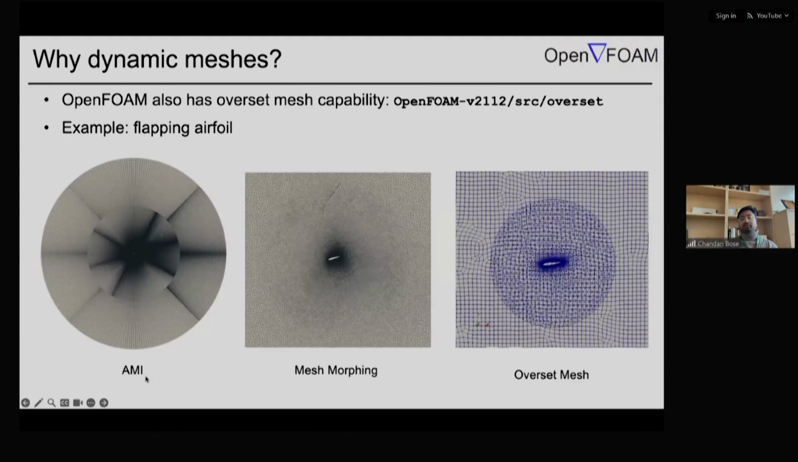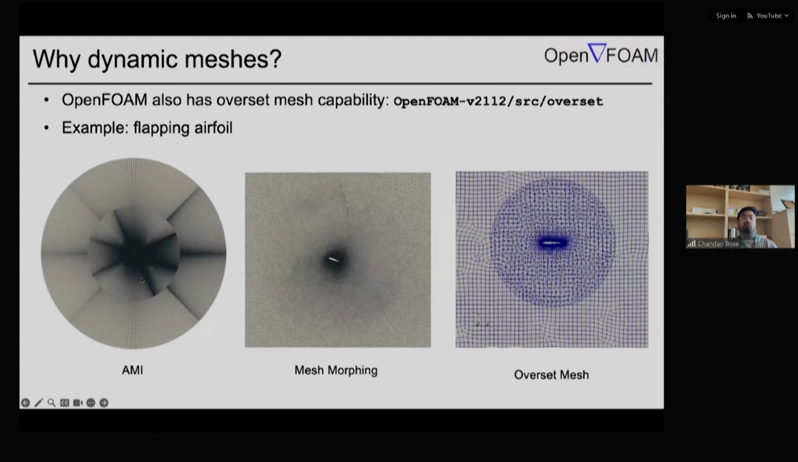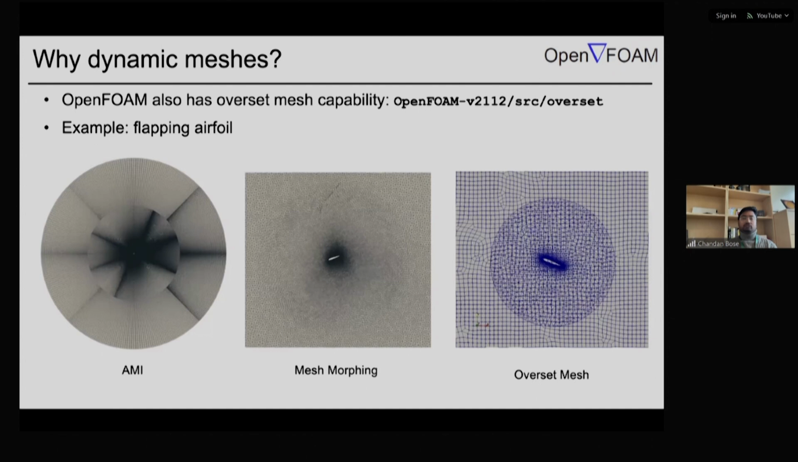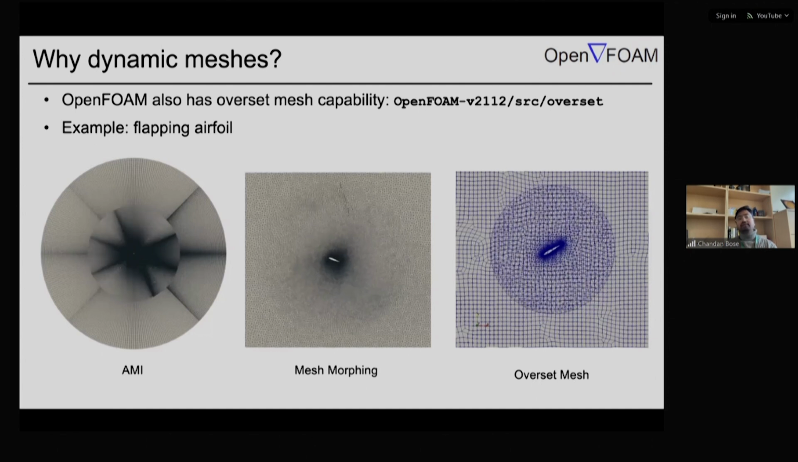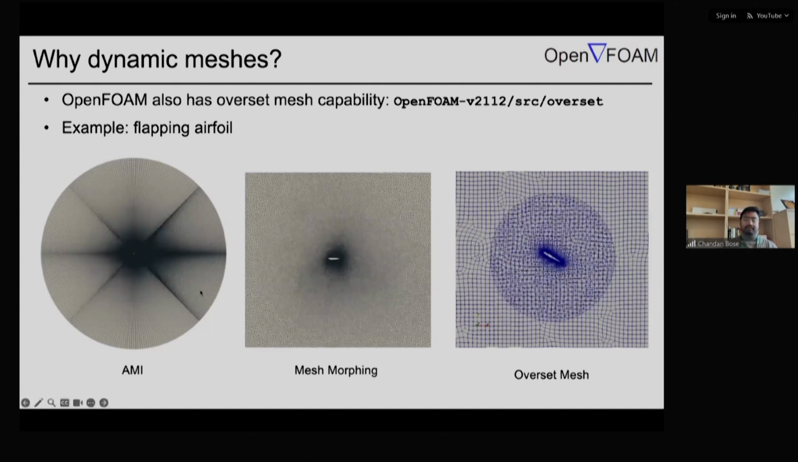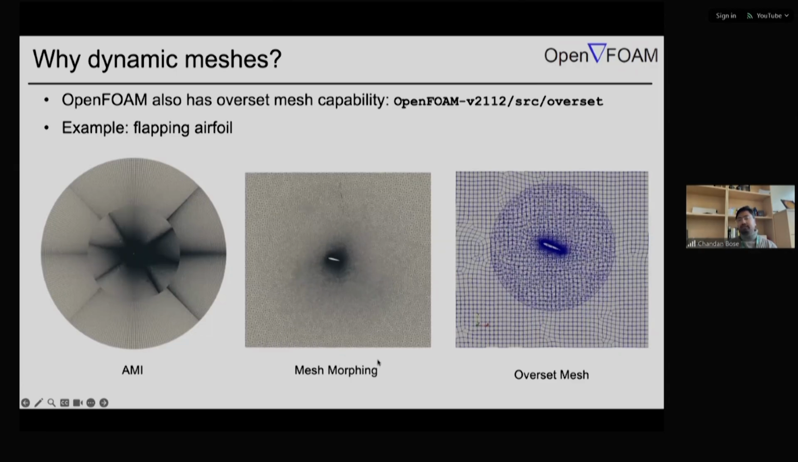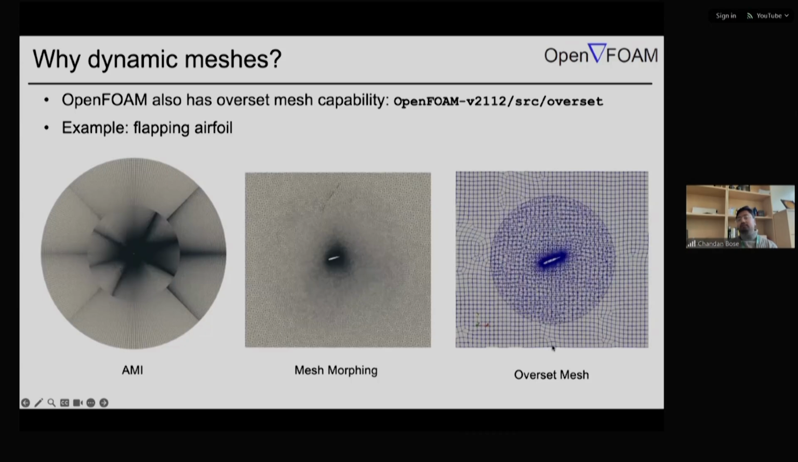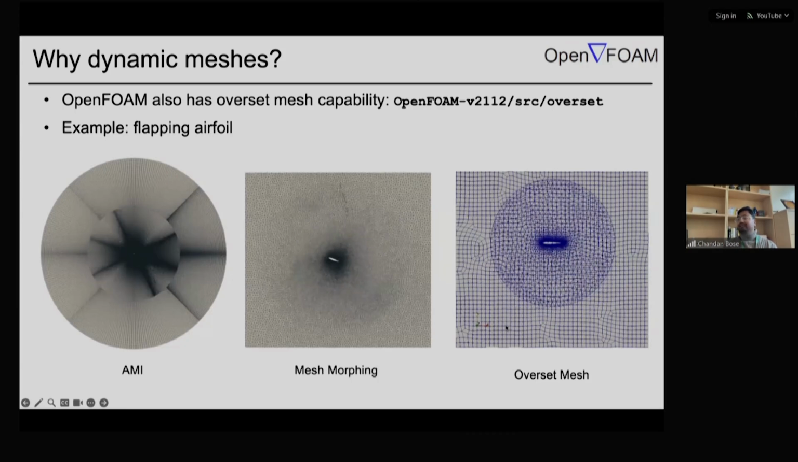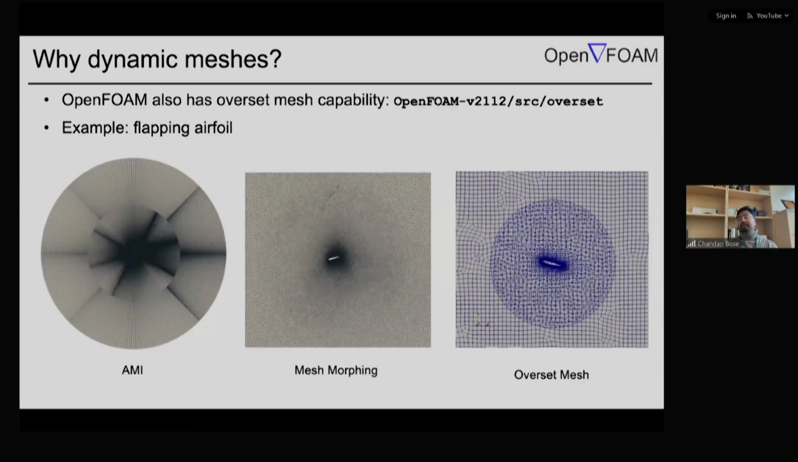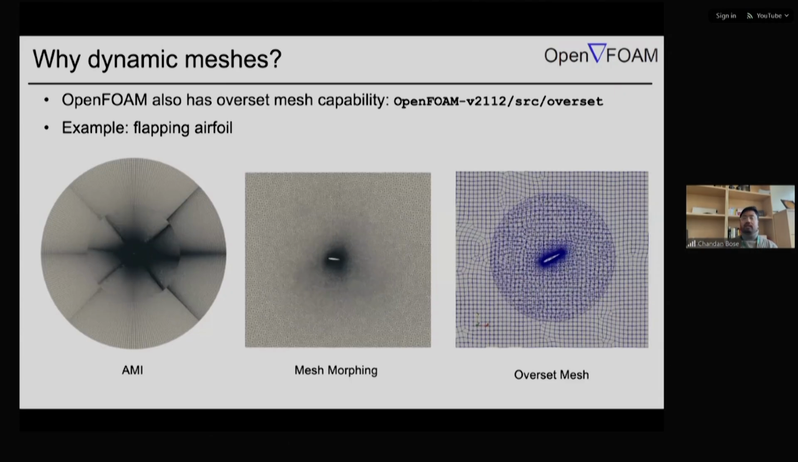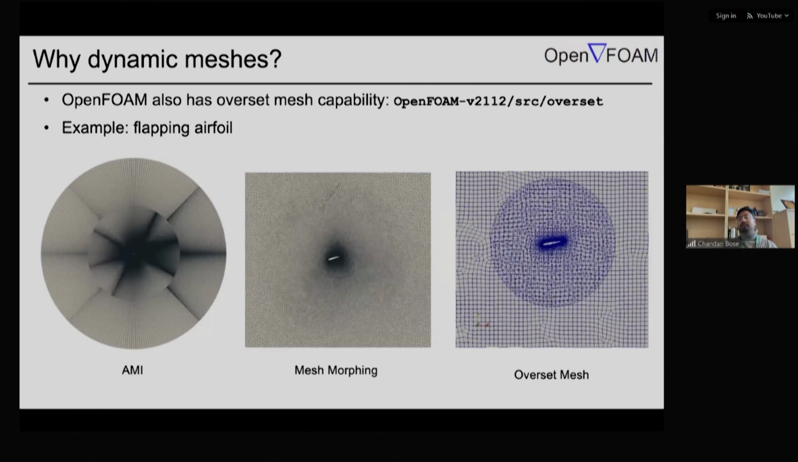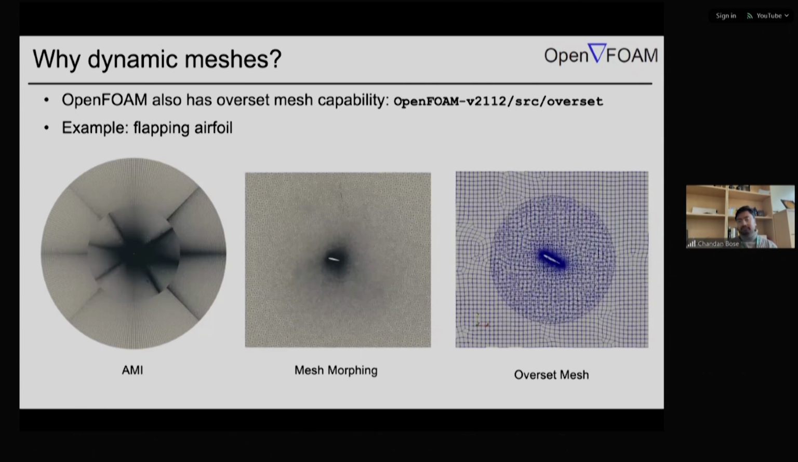So the first one is the arbitrary mesh interface, where you can see that one region of the cells close to the airfoil is rotating by sliding over the other outer cell region. And then the middle portion is where it is deforming the cells, which is mesh morphing. And in the rightmost part, you can see the overset, where we have two different disconnected meshes. The upper mesh region is moving over the background Eulerian mesh. Okay. And then the solution gets interpolated at the interface of these two mesh regions. Okay.